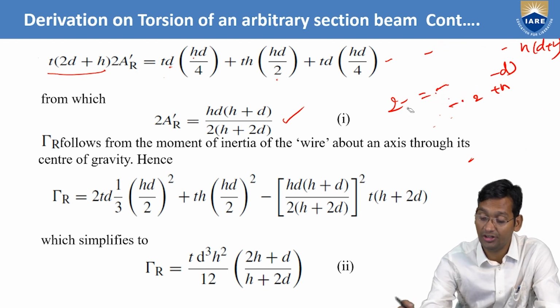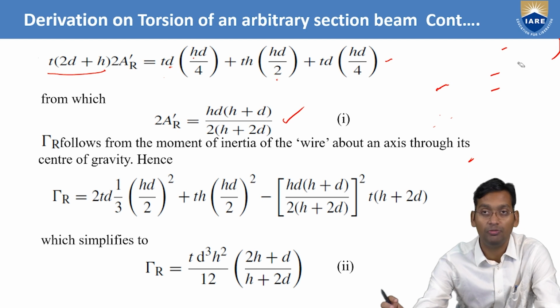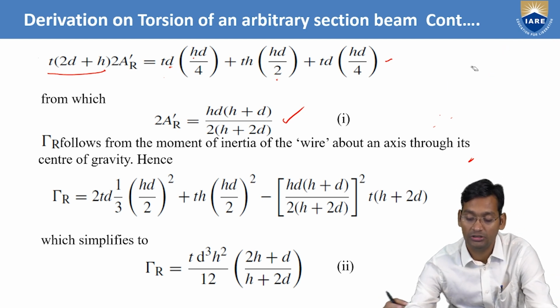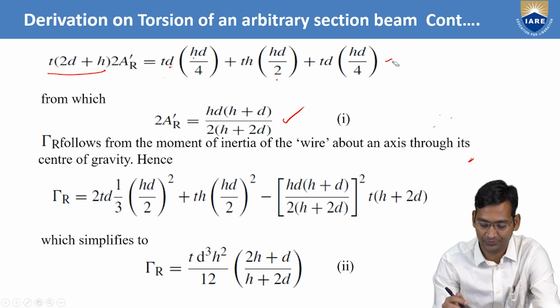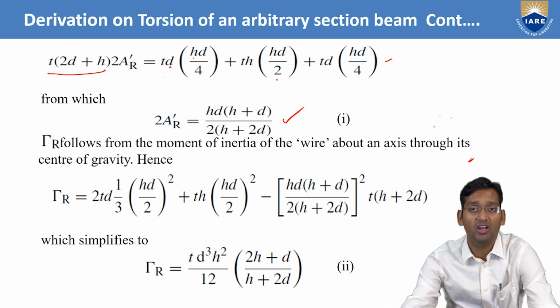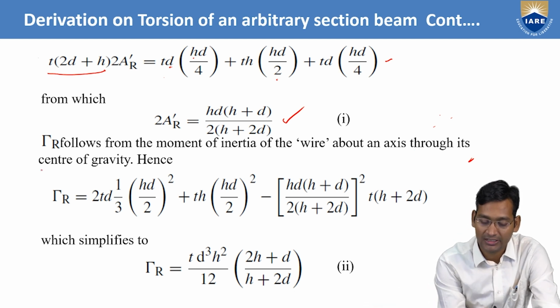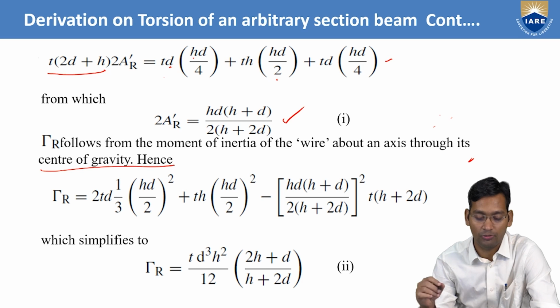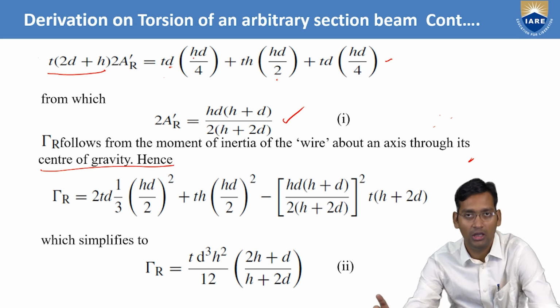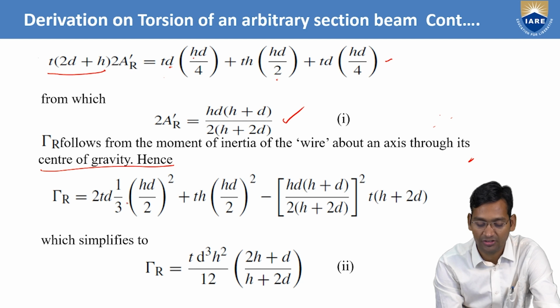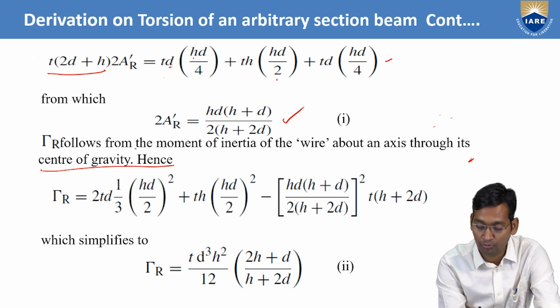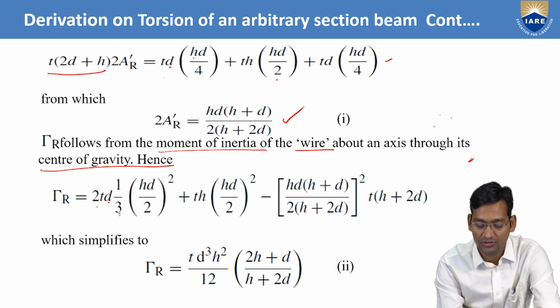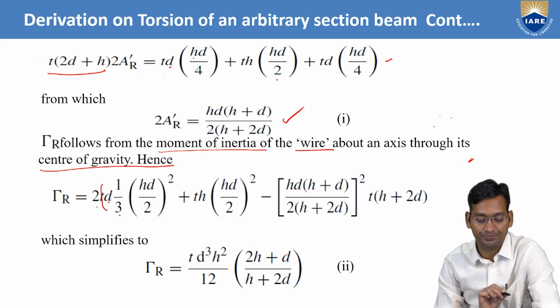Earlier in the previous video we got a different 2ar dash because that time the shape was different. So that area depends on the 2ar dash value, right? Now tau r follows the moment of inertia of the wire about the axis through its center of gravity. Hence tau r. Now in terms of moment of inertia, what is the formula? It will be dq by 12. So just after finding this one, 2td into 1 by 3. This is 2 because 2 triangles are there, that's why.